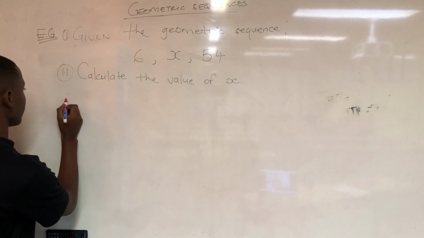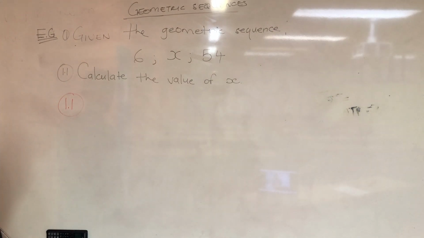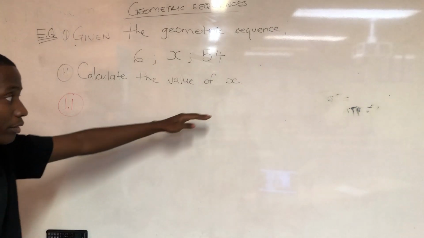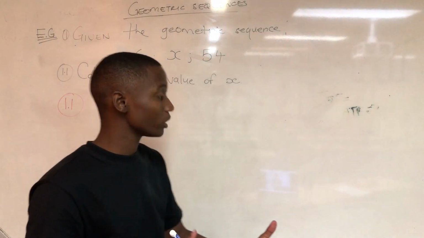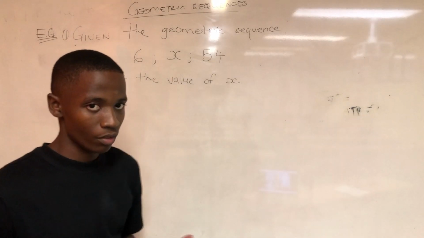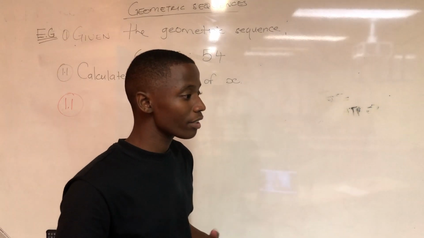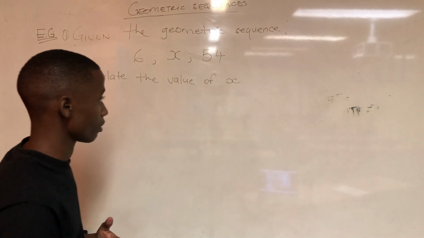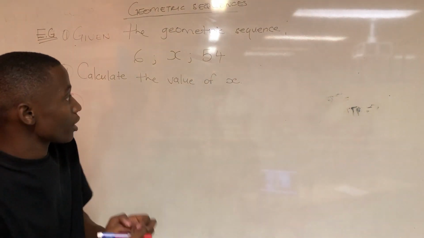Alright, let's waste no time, ladies and gents. So, question 1.1: let's calculate the value of x. Just before we move forward, you know that in this case we have a common ratio. Even if we're moving forward or backwards, we're going to get the constant common ratio between the terms.